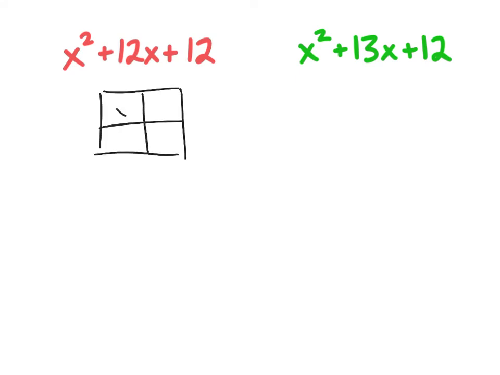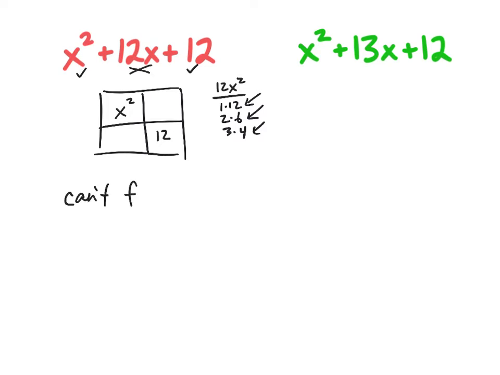Alrighty, for our red one, set up the boxes. X squared in a corner. 12 in the other. You multiply the diagonal, that's 12x squared. You write all your lists of factors. There they are. So I've got x squared. I've got 12. How do I get 12x? Ooh, that gives me 13. That gives me 8. That gives me 7. There is no way to get 12x's with this one. This one is a can't factor problem.